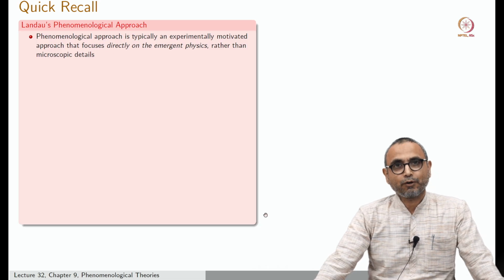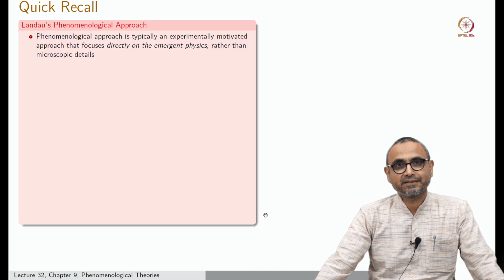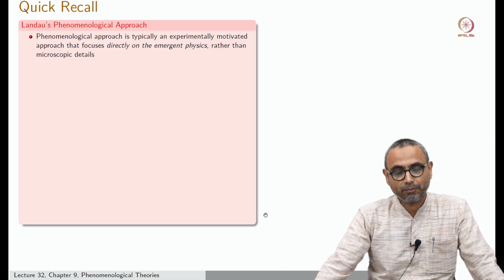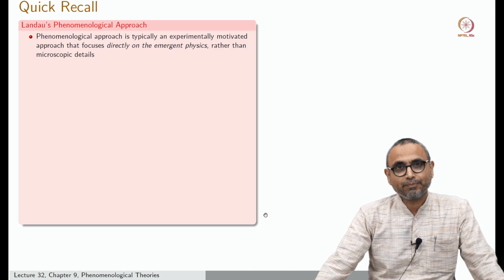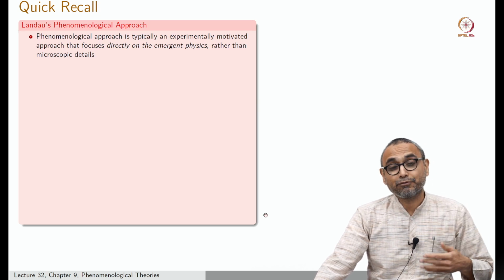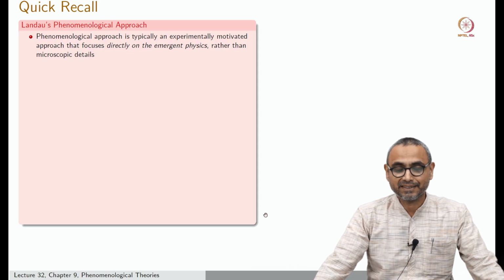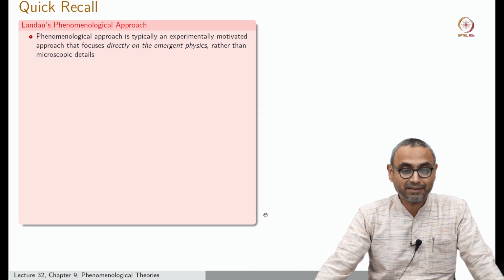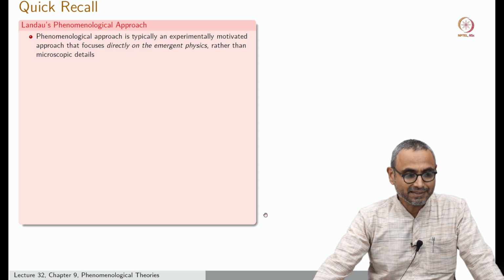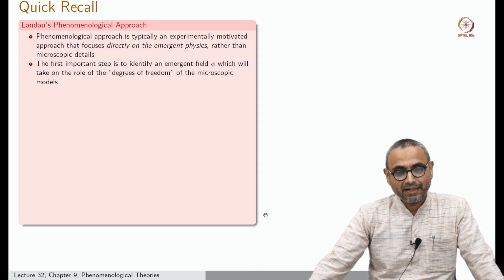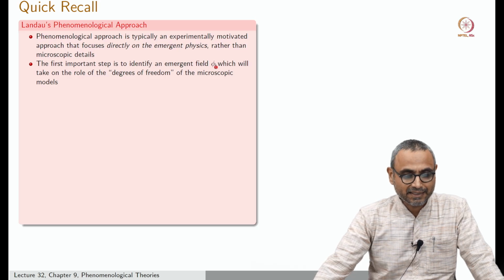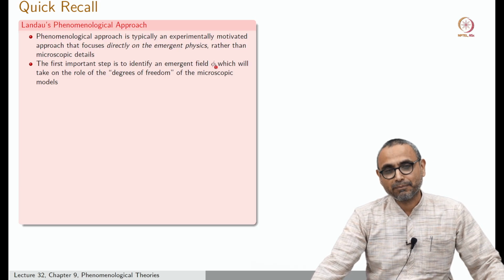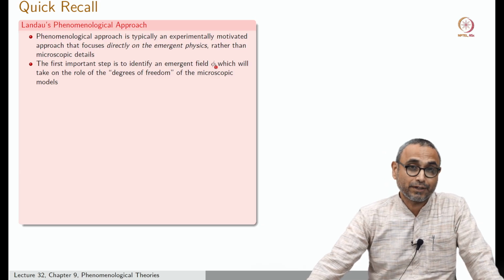So Landau's phenomenological approach sidesteps the need to look at microscopic details of any problem. It starts off by looking at possibly experiments, and from the experiments inferring some sort of emergent field that can represent the symmetries underlying the system. So the experiments are used to discover what the symmetries are, as well as what kind of emergent fields can represent those symmetries. And these emergent fields, which we called phi in the last lecture, are taken as the degrees of freedom of the system rather than the microscopic degrees of freedom like the spin, etc.